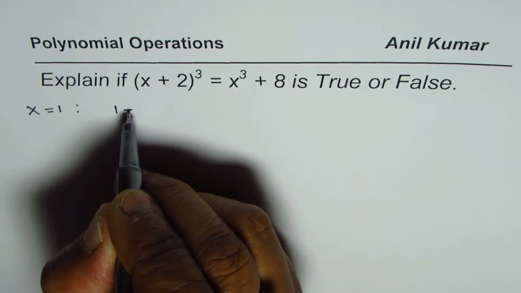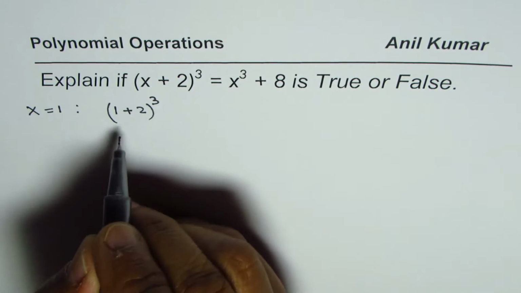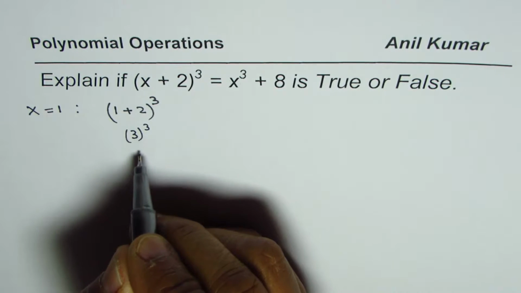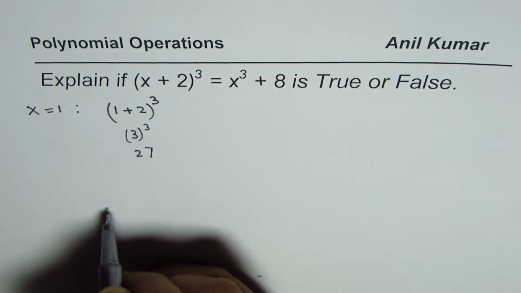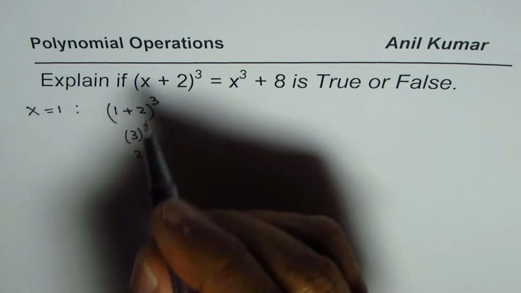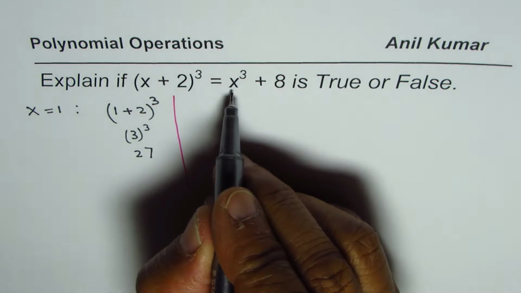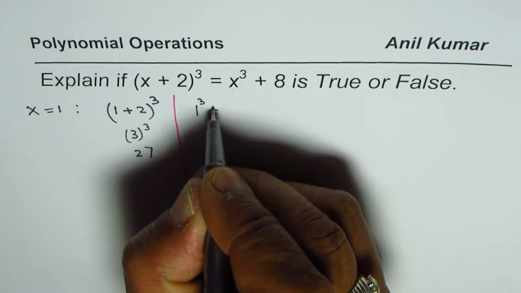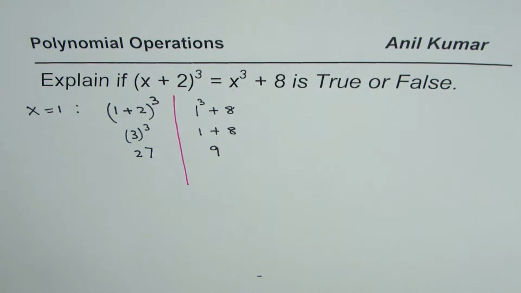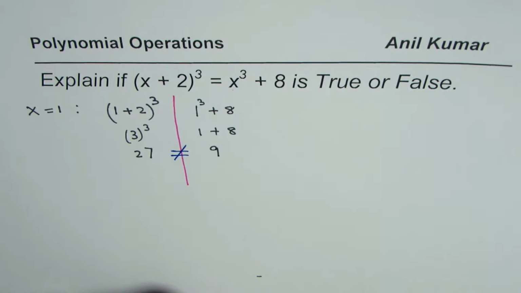x equals 1 will be (1 + 2)³, and on the left side we get 3³, which is 27. On the right side, this is the left side, right? So let me write down the left and right side in a separate way, and then we'll compare. x is 1. If I place 1 here, we get 1³ + 8, which is 1 + 8 and 9. Clearly, what we notice is that 27 is not equal to 9.